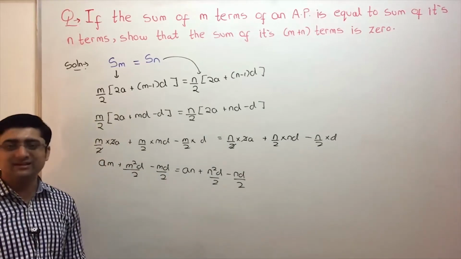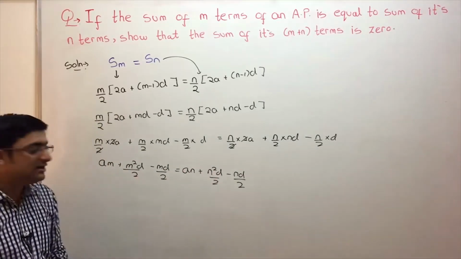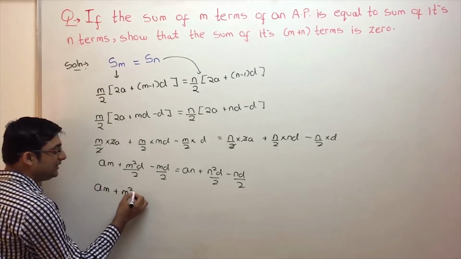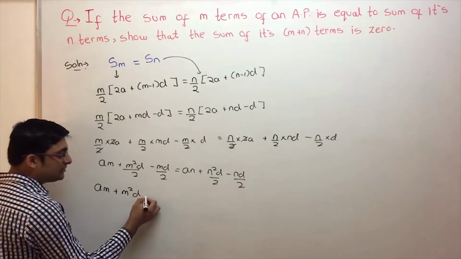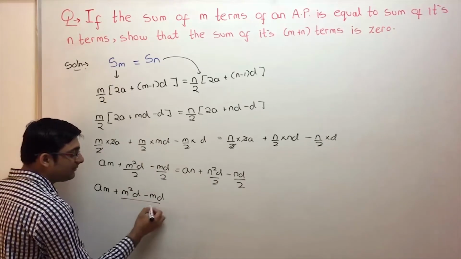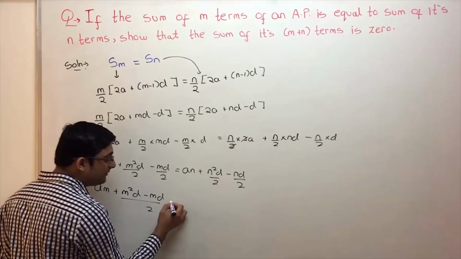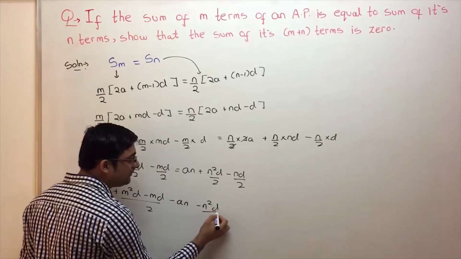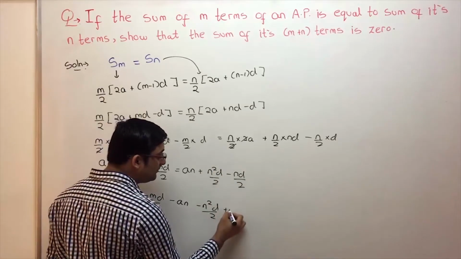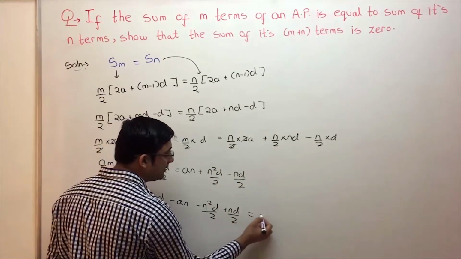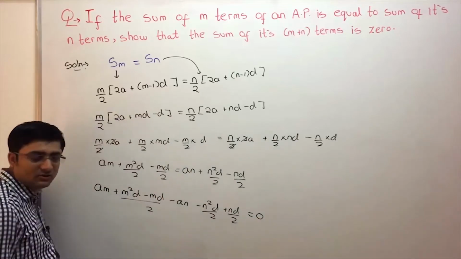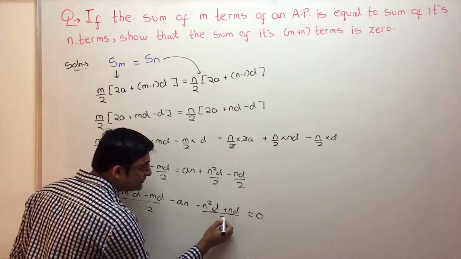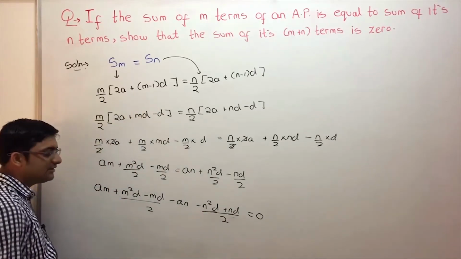What is the next step? Like I told you, whenever one condition is given to you, now bring everything to the LHS. So we have am plus m square d by 2 minus md by 2. Now plus an over here will become minus an, plus n square d by 2 will become minus n square d by 2, minus nd by 2 will become plus nd by 2, is equal to 0. Now here also 2, here also 2. If the denominator is the same, add the numerators.